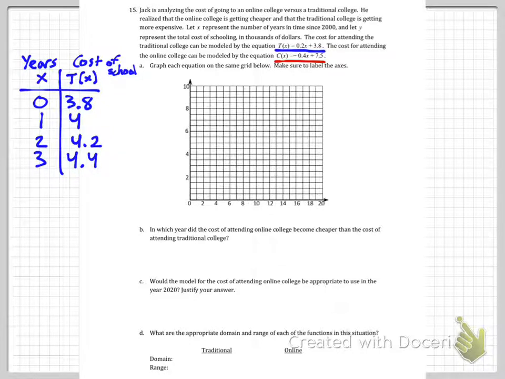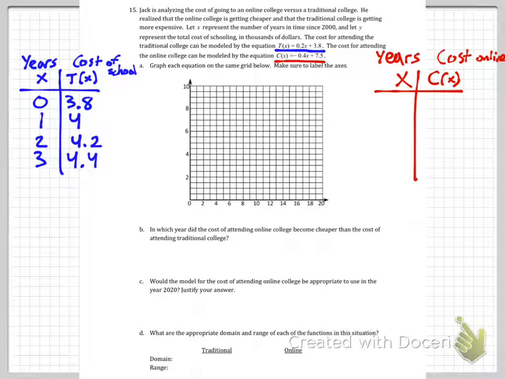Let's now make a table for C of X. Here's X and C of X. Remember, X is years and C is the cost of the school online. At 0, we have 7.5. At 1, we have 7.1. 2 is 6.7. And 3 is 6.3.